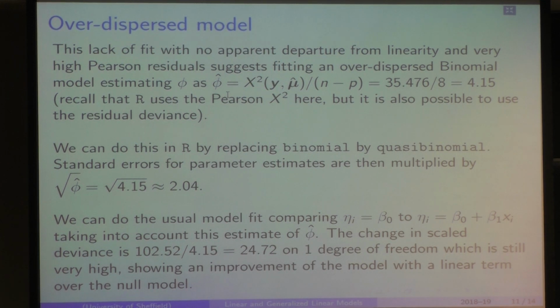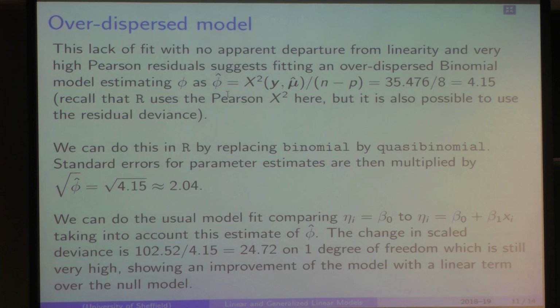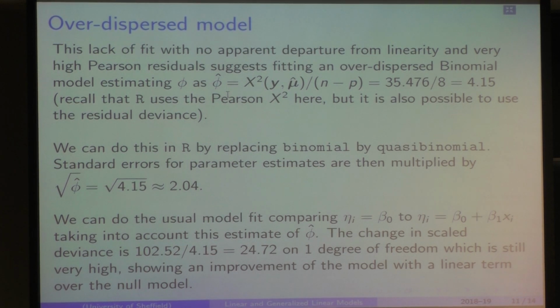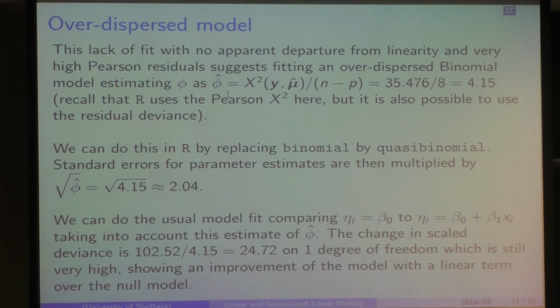However, you should note what's happening here, that the change in scale deviance is being reduced considerably by the fact we have to estimate phi. So if you're estimating a large value of phi, then your differences in scale deviance are going to be substantially smaller than if you'd been assuming phi was equal to 1.